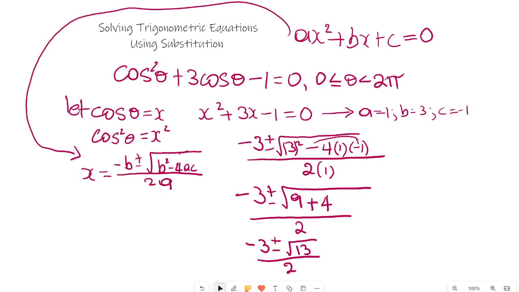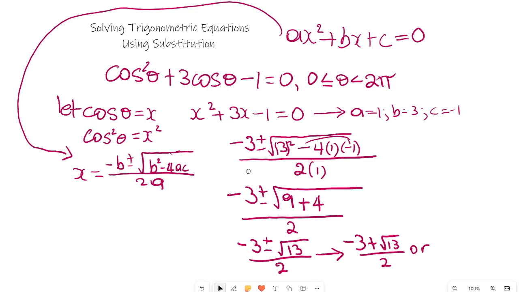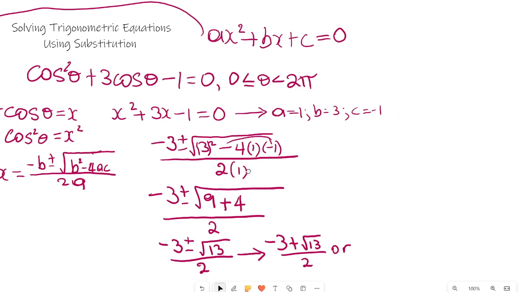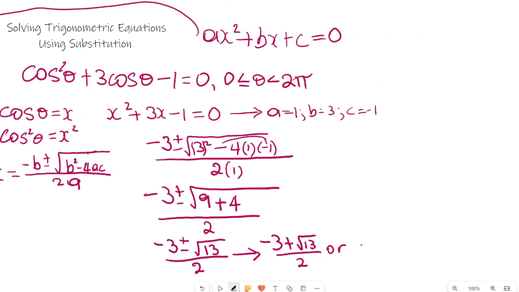Okay, so we know we can split these. And so these become what? Negative 3 plus the square root of 13 divided by 2, or this is going to be negative 3 minus the square root of 13 divided by 2.